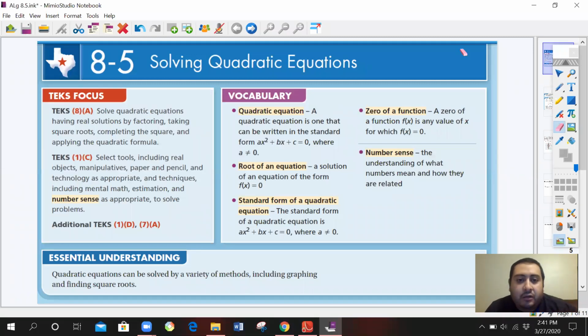Hi and welcome to today's lesson 8.5, solving quadratic equations. Today we're going to be focusing on how to solve quadratic equations by graphing and using your calculator.